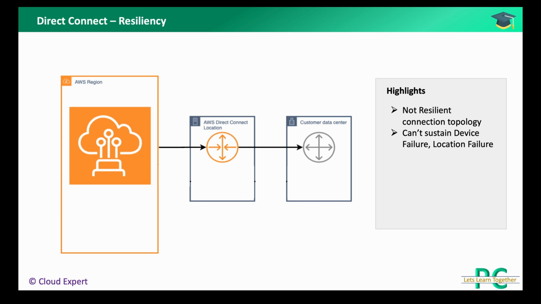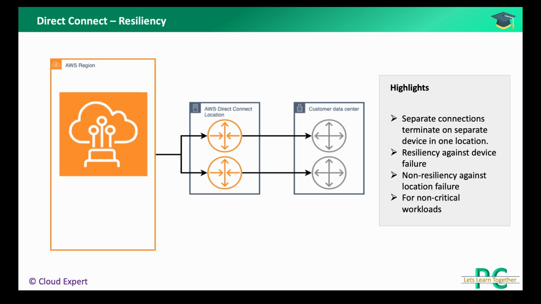Now the next question is, how can we make this connection a resilient connection? The option is this. You can choose a Direct Connect location, and there you can select two cable connections or two Direct Connect connections. That means in this network topology, you will have separate connections terminated on separate devices in one location. That means you are using two AWS routers for two Direct Connect connections. In case one router goes down, you will still have one Direct Connect connection to sustain your traffic. In case one cable goes down or there is a cable fault, you will still have one cable to serve your traffic. Now you can understand this is resiliency against device failure.